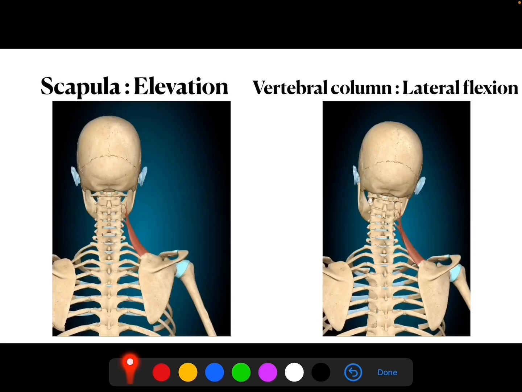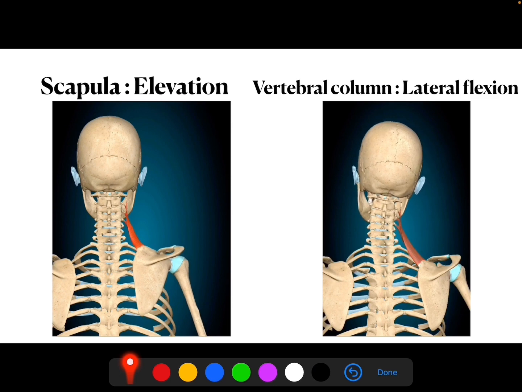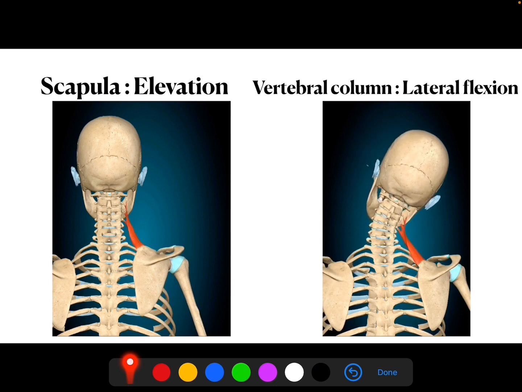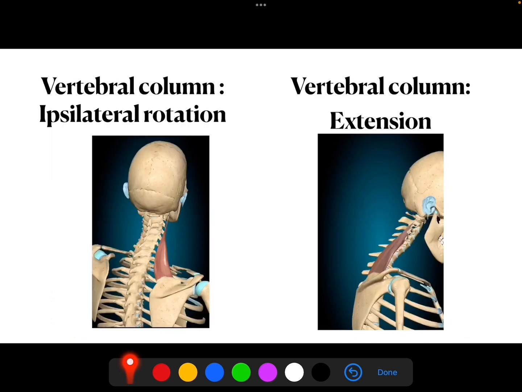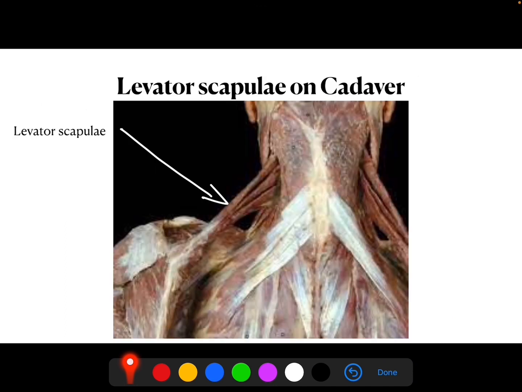Elevation of scapula, lateral flexion of vertebral column, ipsilateral rotation of the vertebral column. Ipsilateral means towards the same side. Extension of the vertebral column, this is what it looks like on the cadaver.